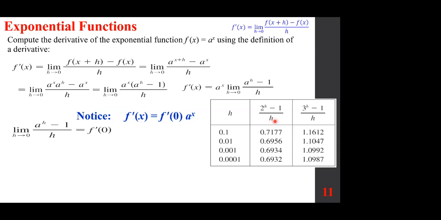Mathematicians noticed that this expression, if they replace the a with 2 and let h go closer and closer to 0, goes closer and closer to 0.7, roughly, or 0.69. If they choose number 3 and let h go closer and closer to 0, this seems to be going to 1.1. So what does it mean? That means we want 1. Is this equal to 1, no. Is this equal to 1, no. But there is a number in between, which is, of course, closer to 3 than 2.